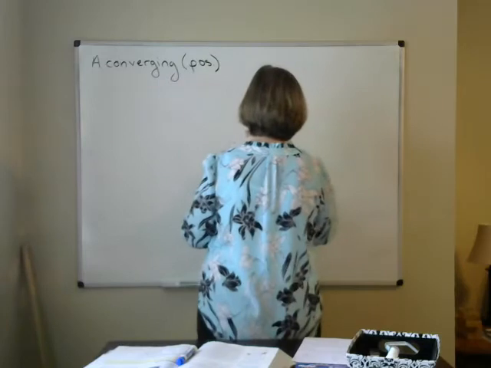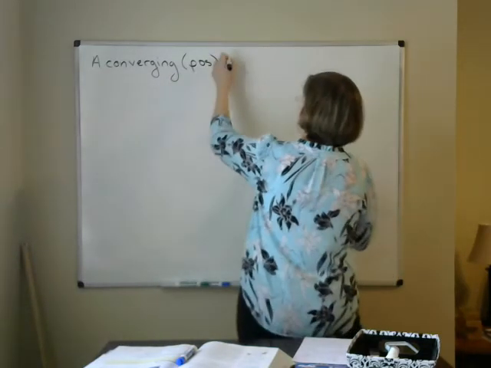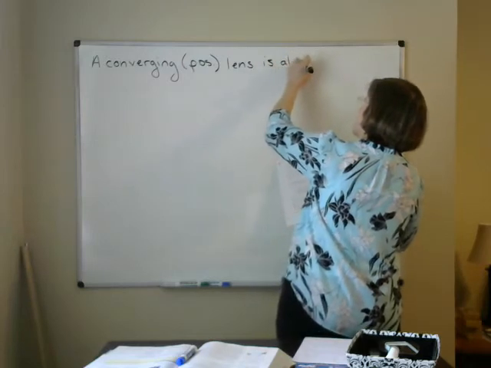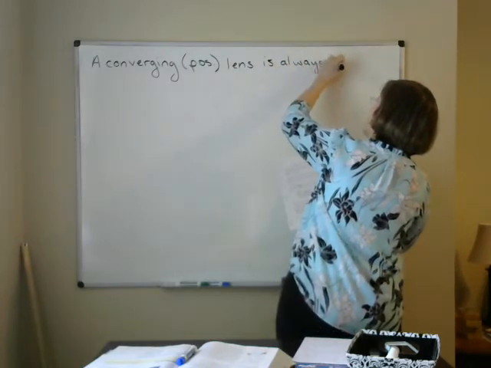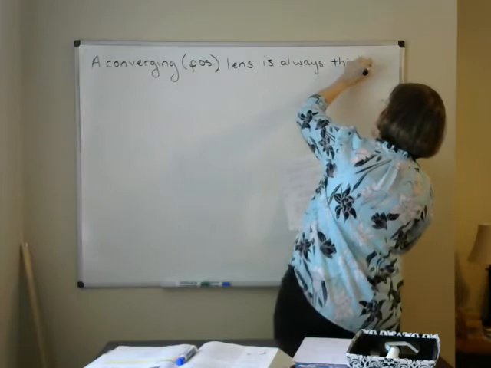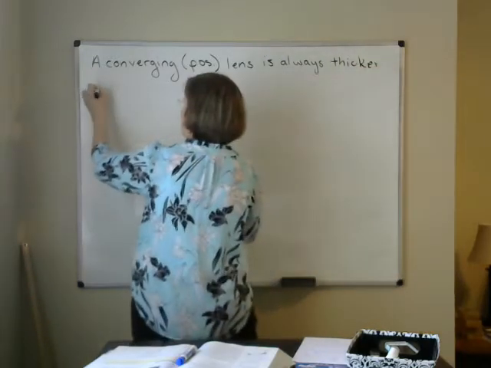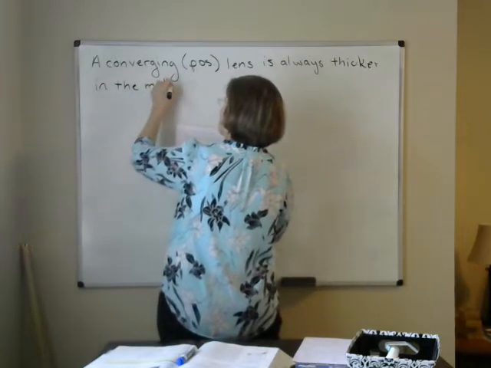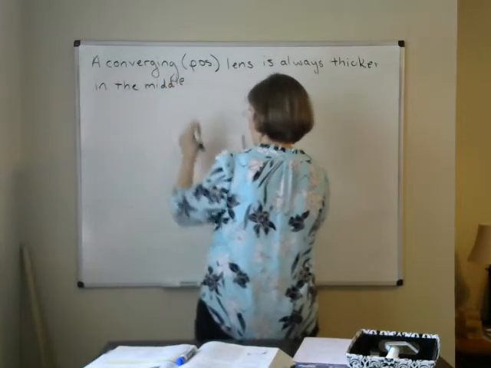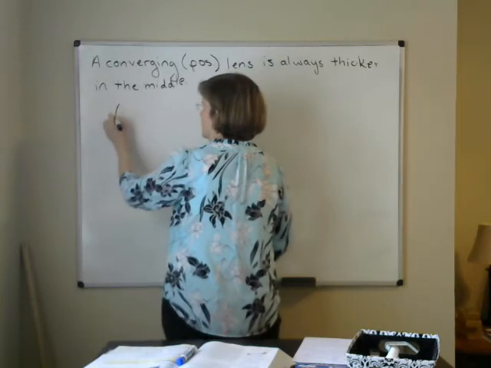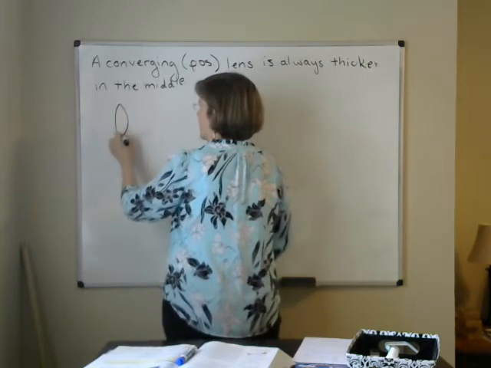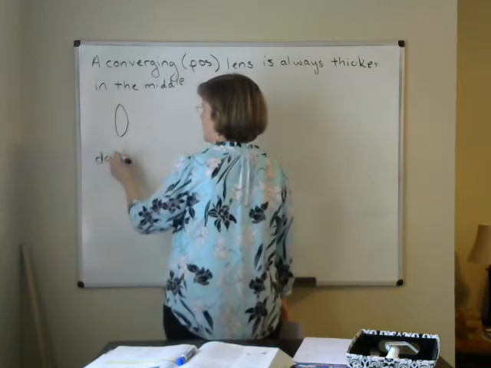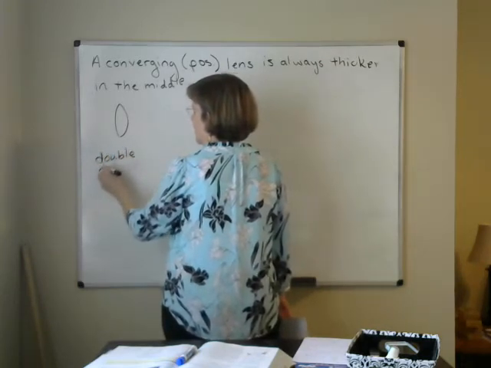A converging lens is always thicker in the middle. They can look like this. That's what we think of them looking like. That's called a double convex.